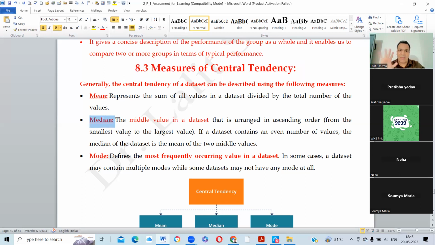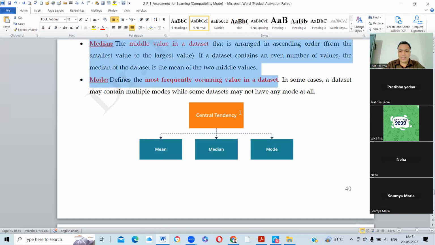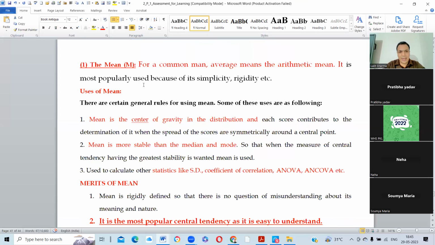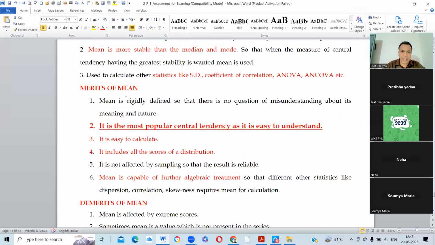Mean also calculates the average. What is mode? Mode is the most frequently occurring number in the data series. Okay, you can learn here central tendency. You can see the graph under the central tendency: mean, median, mode. And guys, we start from the mean. You can see that uses of mean is given, right?